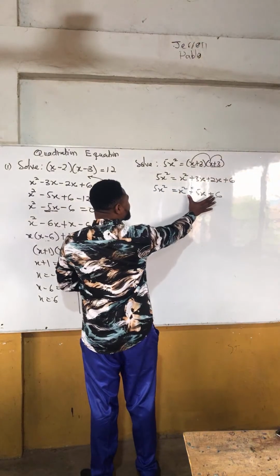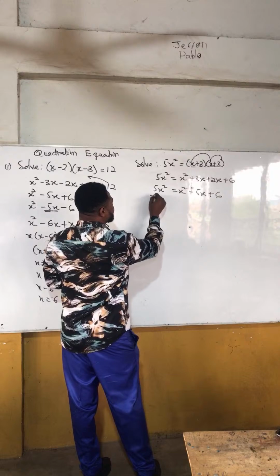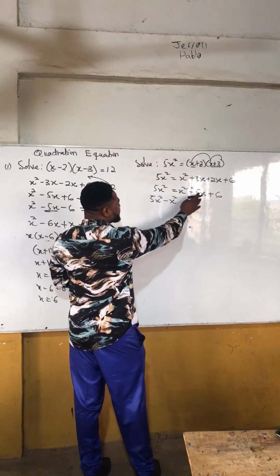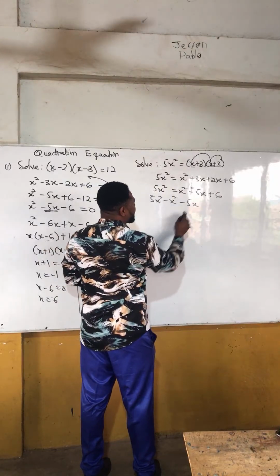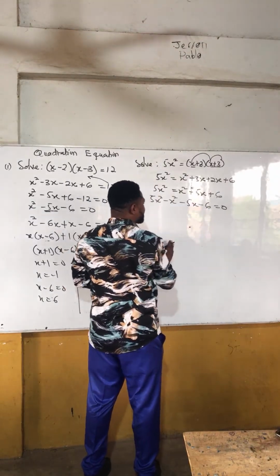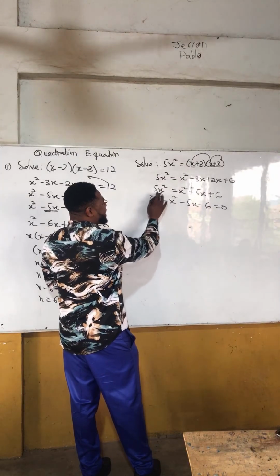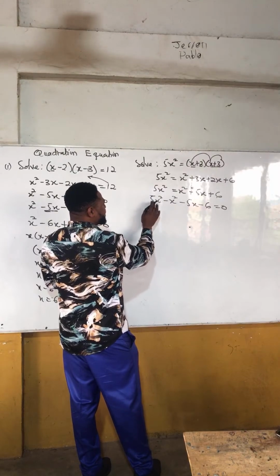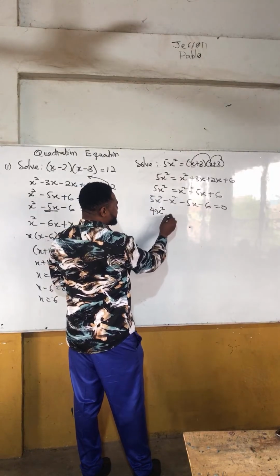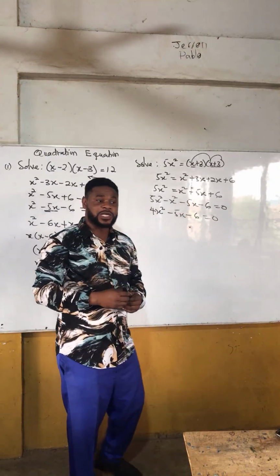Therefore, I'm going to move everything here to the left hand side. So I'm going to have 5x squared. This one will cross, it will be minus x squared. This one will cross, it will be minus 5x. And this one will cross the equal to sign, minus 6, equal to what? 0. Now we can simplify this because the variables are the same with the same exponent. So 5x squared minus x squared will give us what? 4x squared minus 5x minus 6 equal to 0. And this is a quadratic equation.